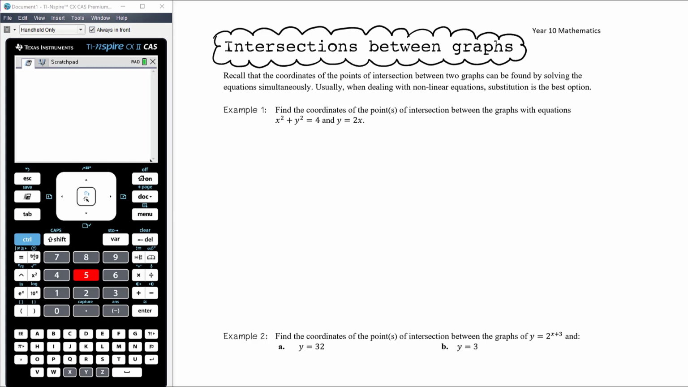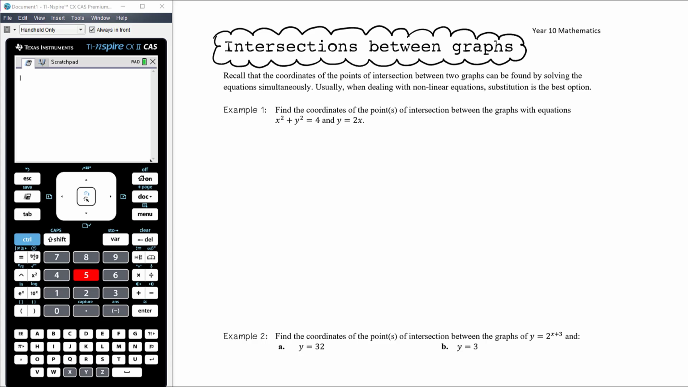So we have to remember that when we looked at simultaneous equations right back in term 1, we recall that the coordinates of the points of intersection between two graphs can be found by solving those equations simultaneously. And when we solve simultaneous linear equations, we have two algebraic methods available to us: substitution and elimination. Now, elimination works nicely when it's two linear equations, certainly in particular situations, and the aim there is to eliminate a variable.